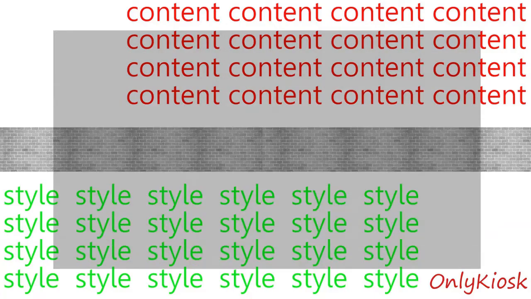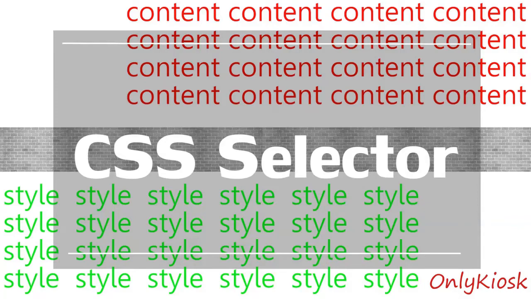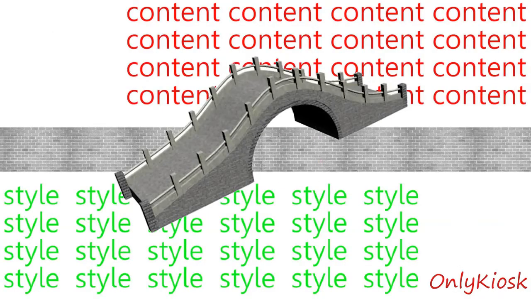To solve this problem, people developed a new technology called CSS Selector. CSS Selector works like a bridge that links CSS properties and HTML tags. It's the foundation of internal and external CSS.